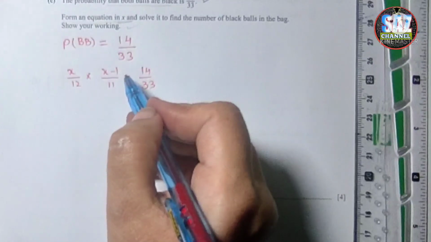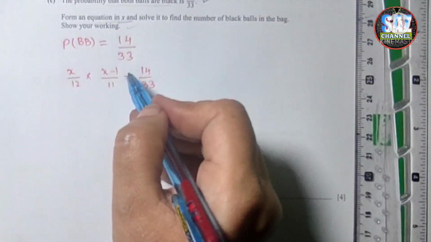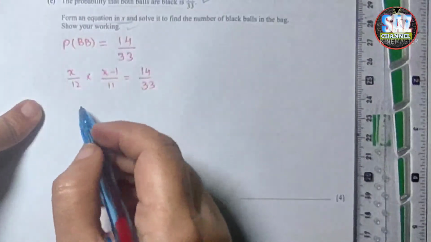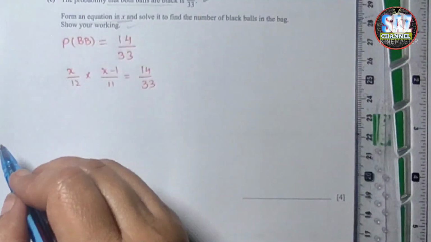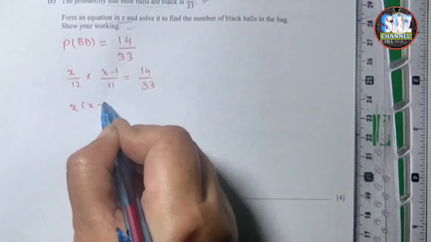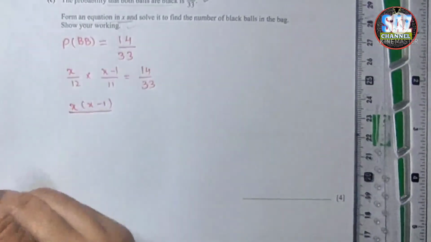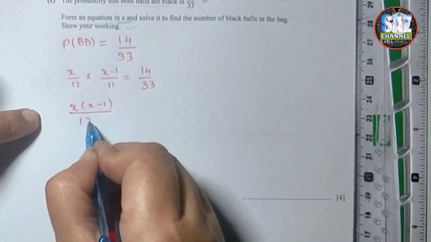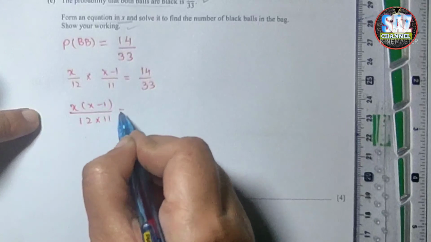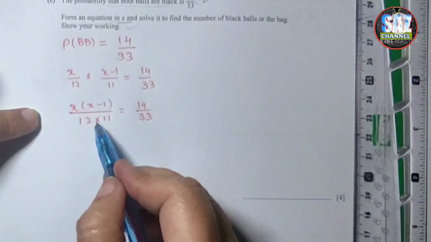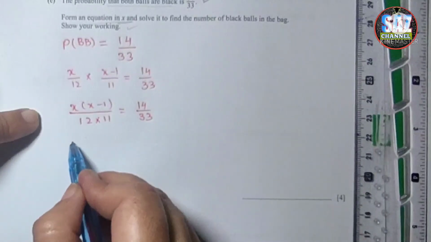Okay, I hope you are clear how we are finding both black. And now what we have to do is form the equation out of it. This is x into x minus 1 upon 12 multiplied by 11. Okay, let it be 12 multiplied by 11, equals 14 by 33. Okay, and now shift this 12 multiplied by 11 to the other side.